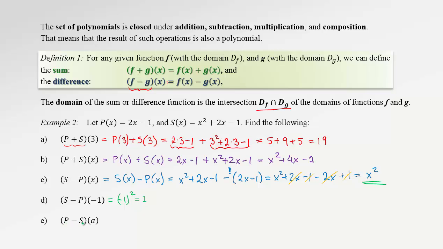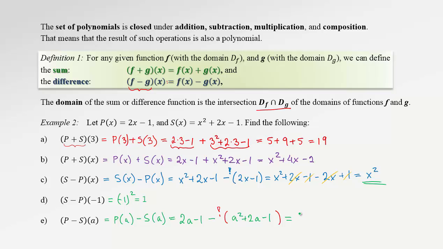And finally, let's look at p minus s of a. Well, it's not the same as s minus p, because the order is different. We have to start with p. So according to the definition, that's p of a minus s of a. And p of a, according to the formula, is 2 times a minus 1, and then minus, red alert, anytime we have a minus, let's place a bracket around the incoming expression. And here we write s of a. So we follow that formula, a squared plus 2a minus 1. And now we need to release the bracket and simplify.